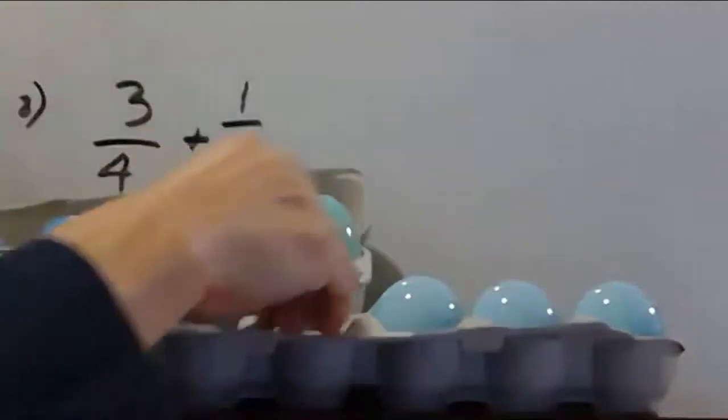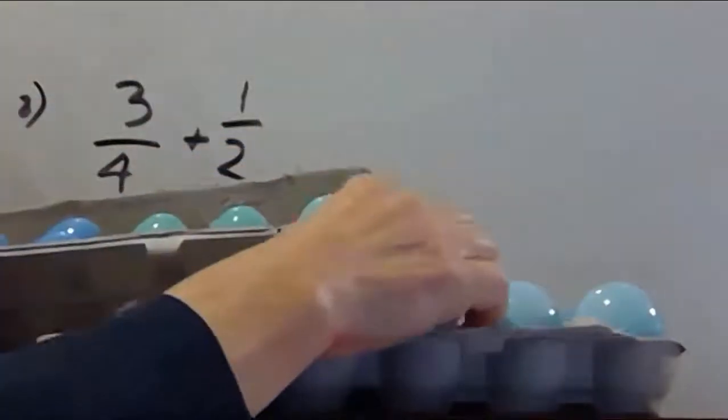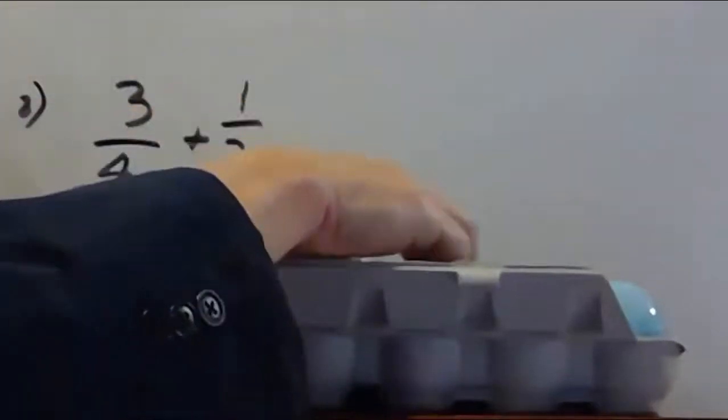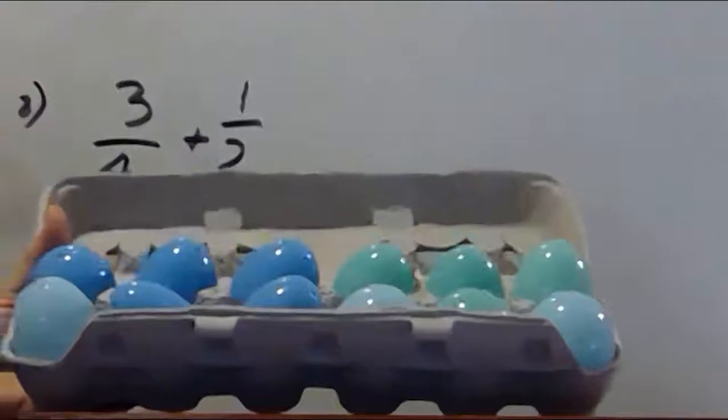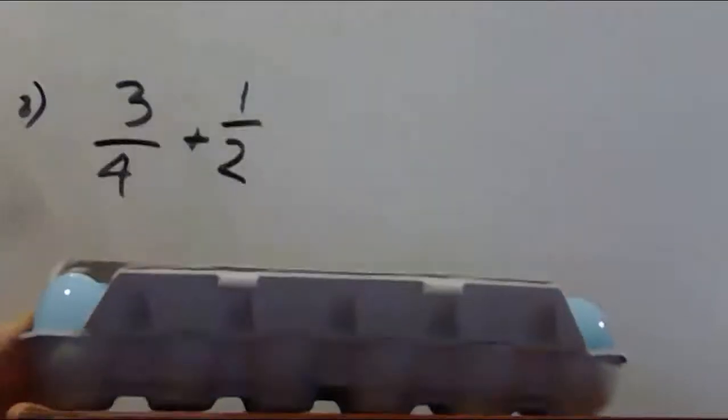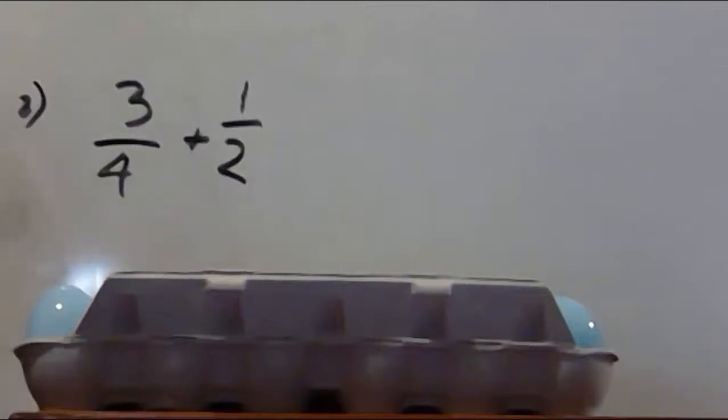So now what I want to do is fill up as much as I can, because I'm adding it together. So I'm going to take some eggs from here and fill up my whole carton here. So I have 1 full egg carton. So that will give me equal to 1.